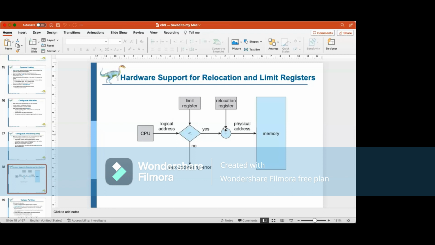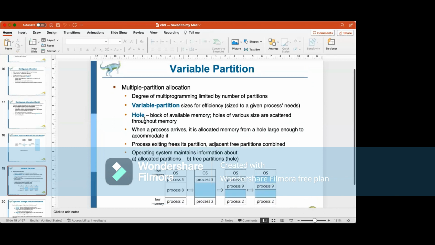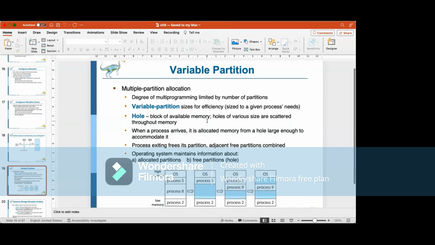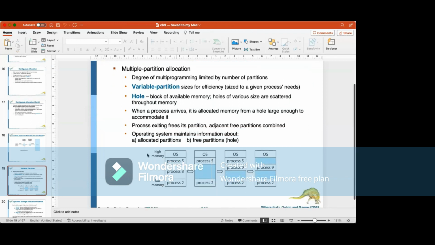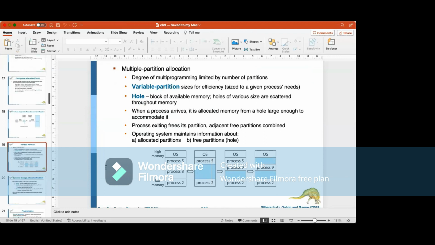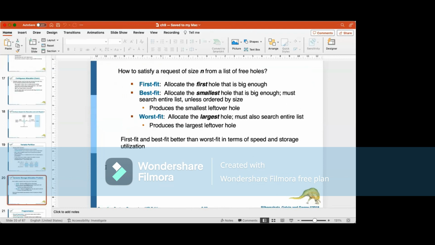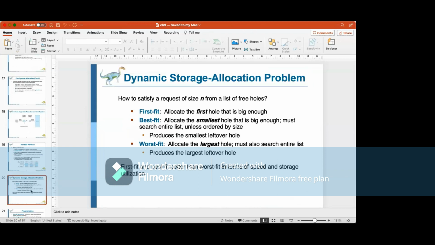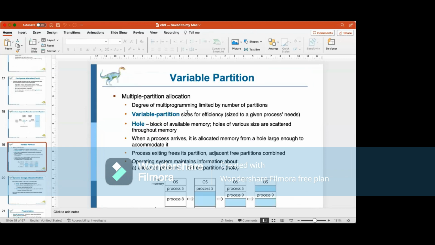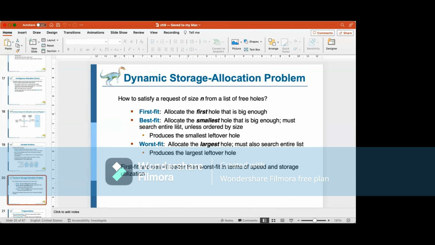We have seen the drawback of fixed size partition, internal fragmentation. For that, we are going for variable partition. A block of available memory, holes of various sizes are scattered throughout memory, but they are not contiguous. I have explained how the storage can be placed in a variable size partition. First fit, allocate the first hole that is big enough. Best fit, allocate the smallest hole that is big enough. Worst fit, allocate the largest hole.